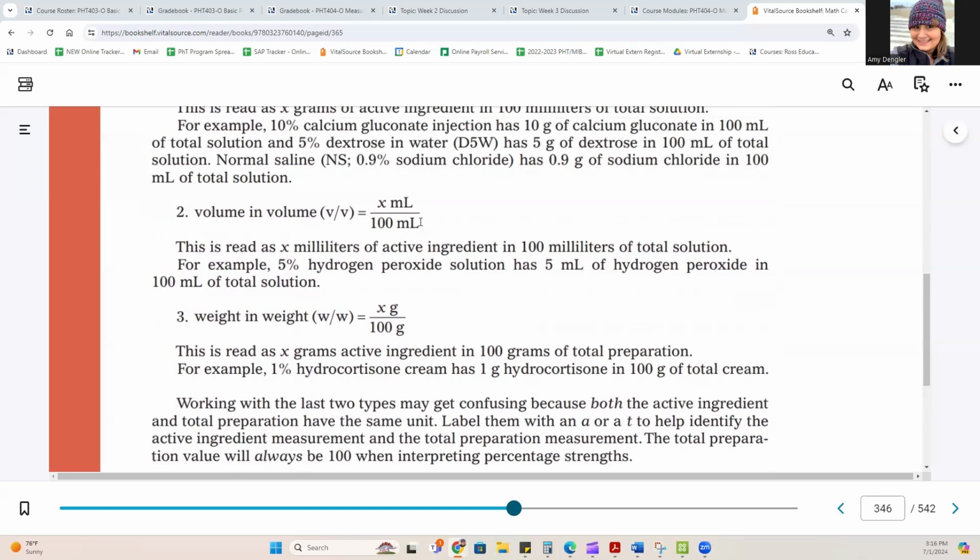The next one is volume in volume, VV. And you can see that there's milliliters on top and milliliters on the bottom. So in these proportions, there will be milliliters on all of your sides. This is read as X milliliters of active ingredient in 100 milliliters of total solution. For example, 5% hydrogen peroxide solution has 5 ml of hydrogen peroxide in 100 ml of total solution.